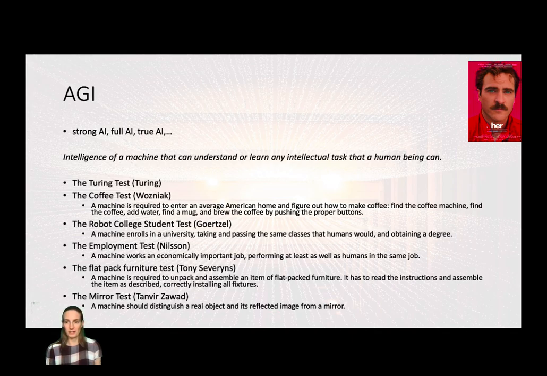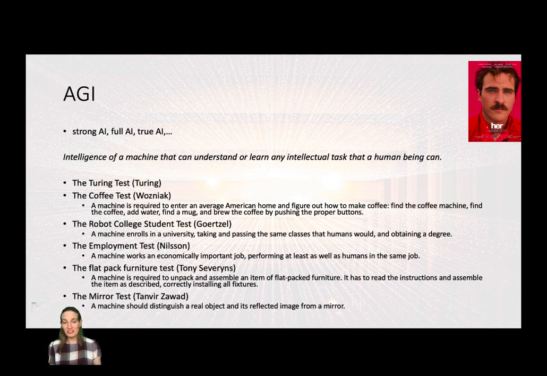For instance, Wozniak, Steve Jobs' partner, proposed the coffee test. A machine is required to enter an average American home and figure out how to make coffee. Find a coffee machine, find the coffee, add the water, find a mug, brew the coffee by pushing the coffee button. Was this a good test of AI? How about the robot college student test? A machine enrolls in a university, takes and passes the same classes that humans would and gets their degree.